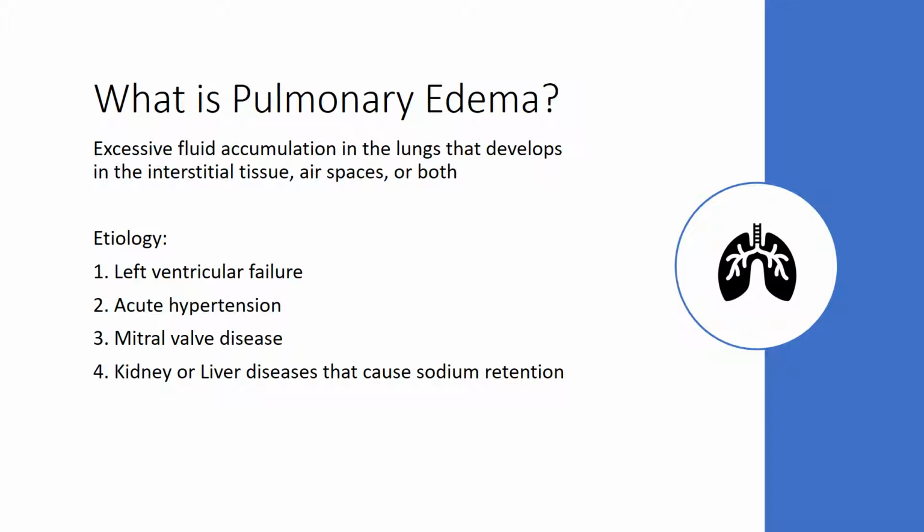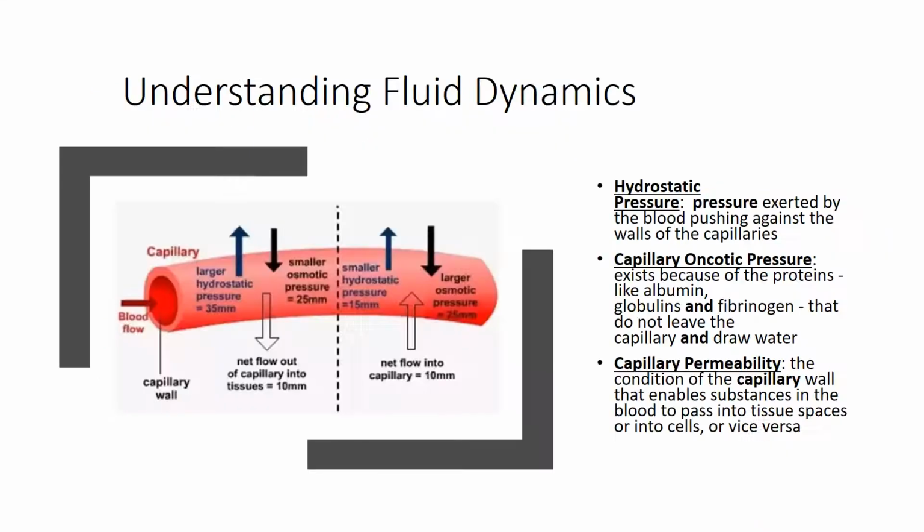The reason for pulmonary edema can be due to various causes such as left ventricular failure, acute hypertension, mitral valve disease, kidney or liver disease that cause sodium retention. So you have a lot of fluid going through your circulatory system. To truly understand how pulmonary edema happens, we need to understand fluid dynamics.